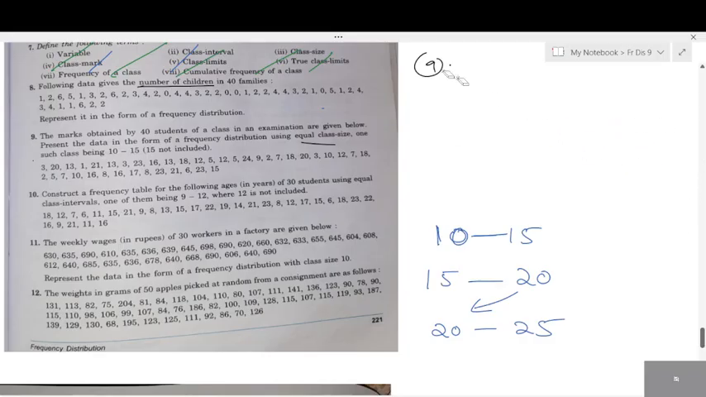Not included means exclusive. Now they have given one value. What is that? 10 to 15. Always write that in between. What's the lowest number we have? In the given data, what's the lowest number we have?